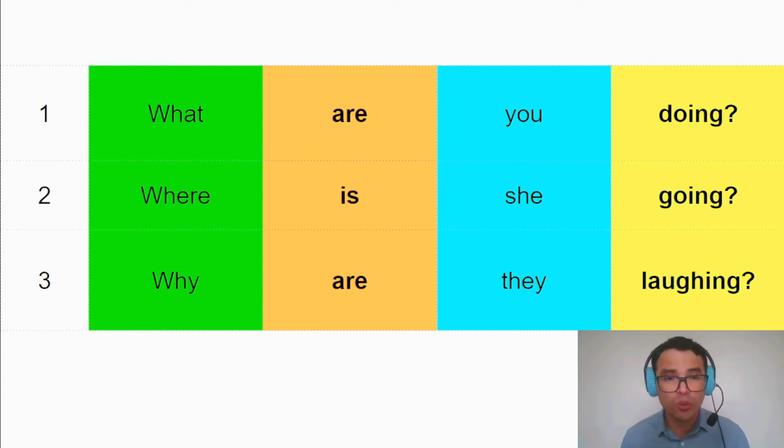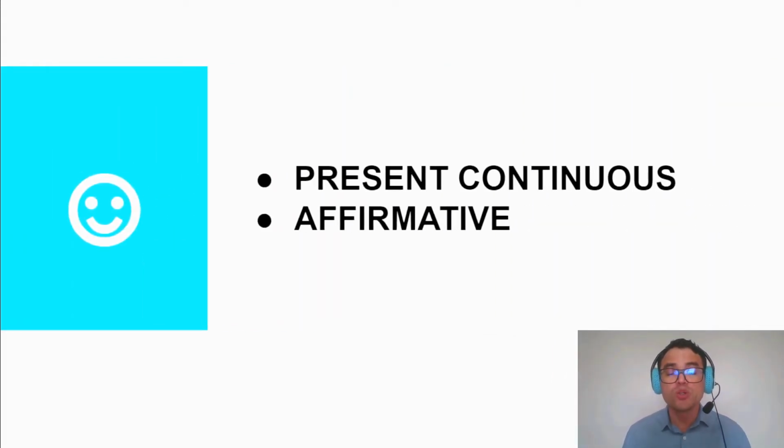Examples: what are you doing? Where is she going? Why are they laughing? And the intonation is not rising, it's falling. Alright? Now, you can also use the present continuous in affirmative sentences.